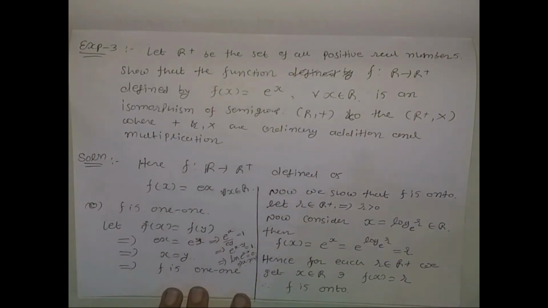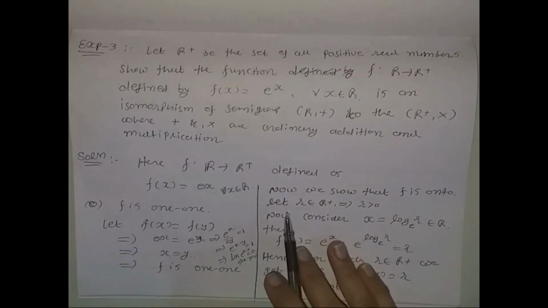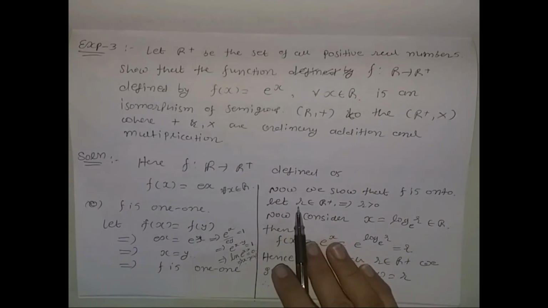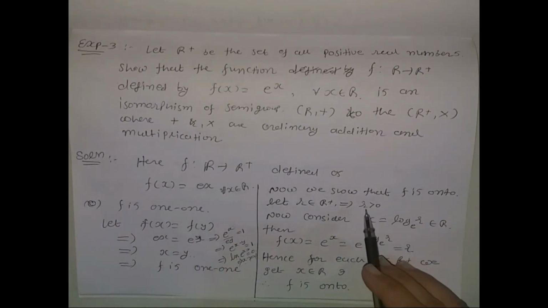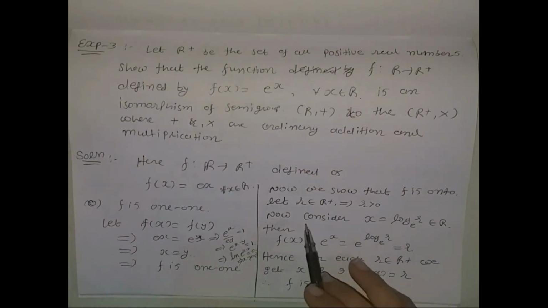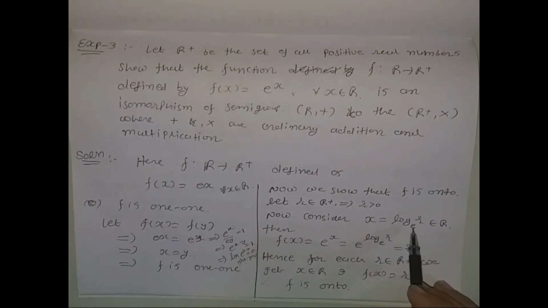Now we show that f is onto. So we consider a positive real number r belonging to R plus. This implies that this is a positive real number, so this r is greater than 0. Now consider x is equal to log e base r, which belongs to the set of all real numbers.